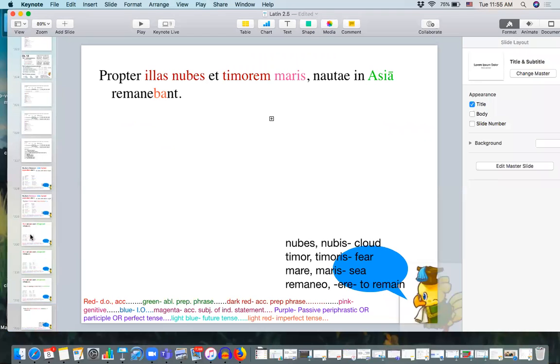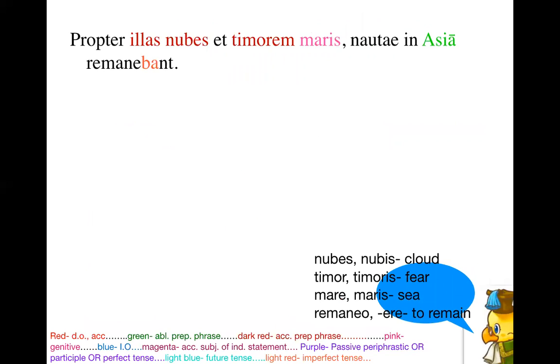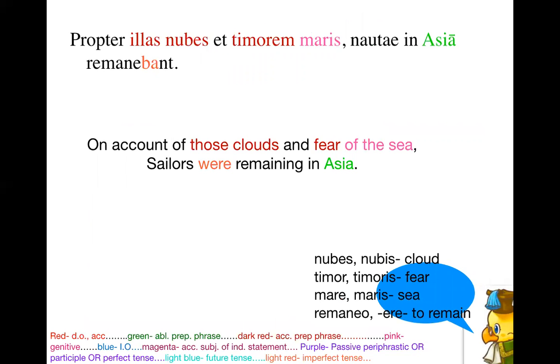Let's see. On account of what kind of clouds? We just got nubes in chapter 15, illas nubes. On account of those clouds and the fear of the sea, sailors remained or were remaining in Asia.